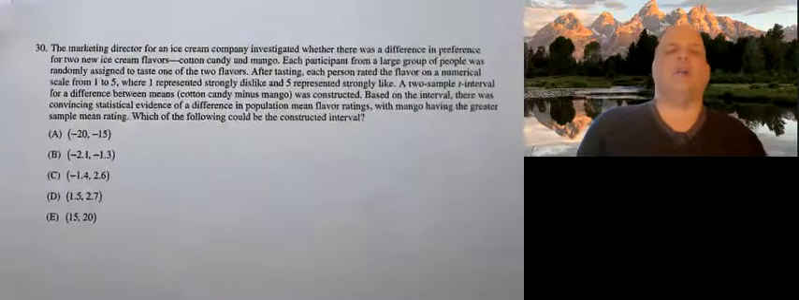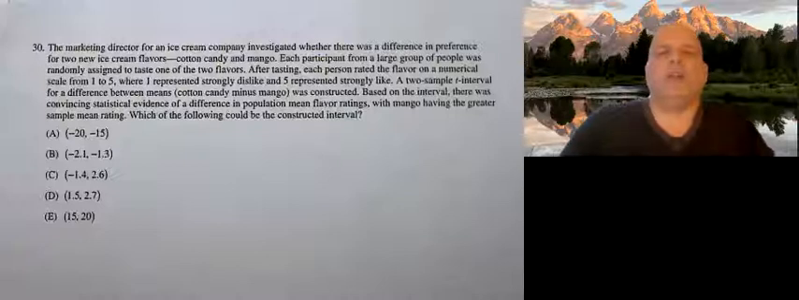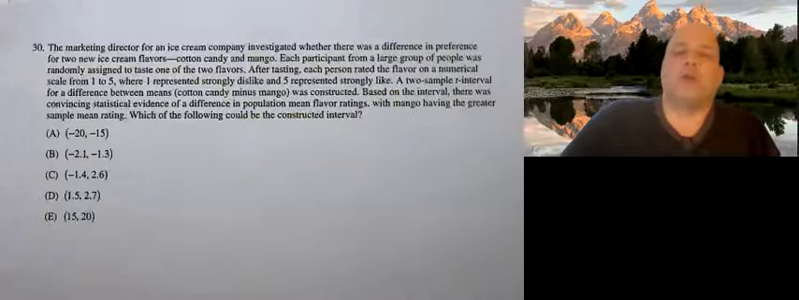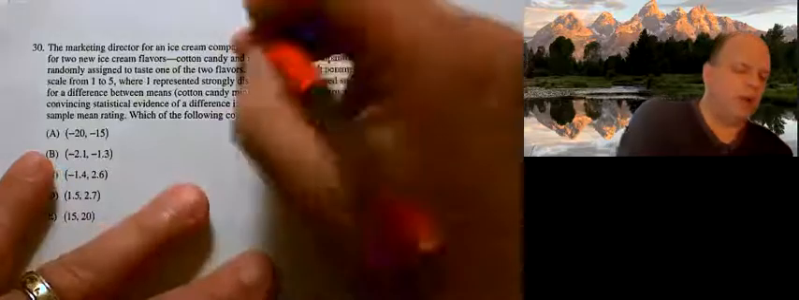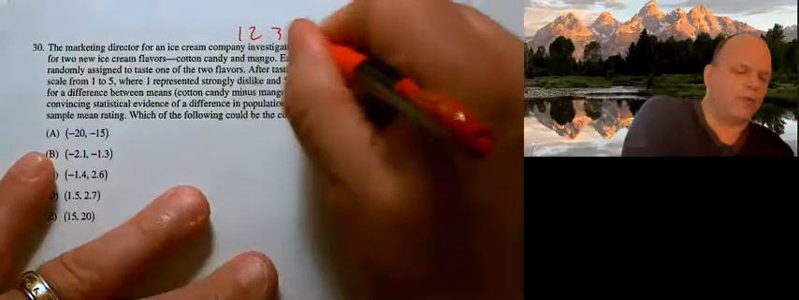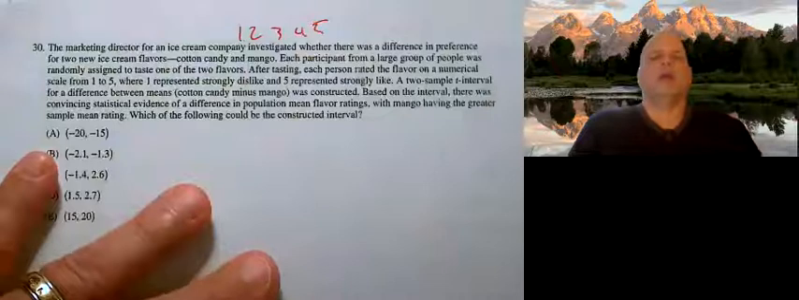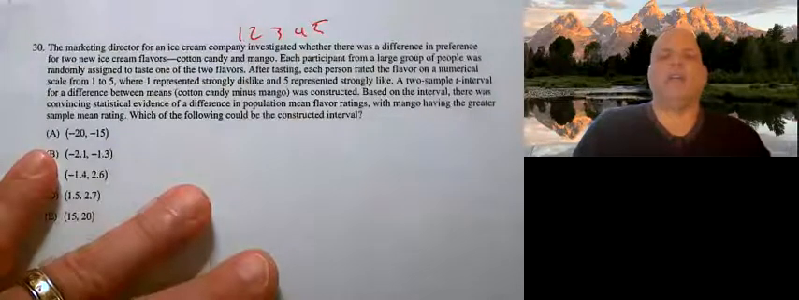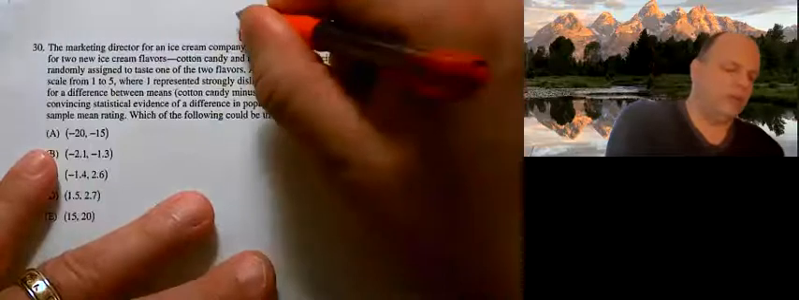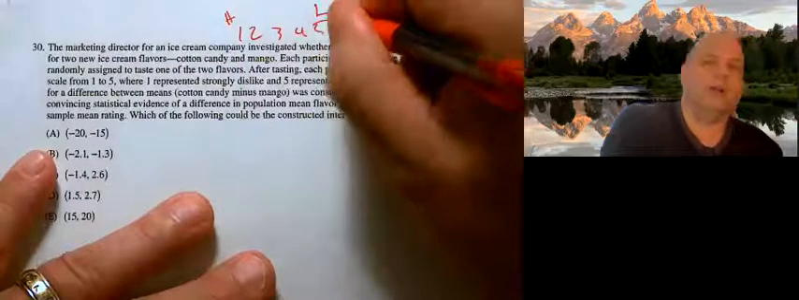The marketing director for an ice cream company investigated whether there was a difference in preference for 2 new ice cream flavors, cotton candy and mango. Each participant from a large group of people was randomly assigned to taste one of the flavors. After tasting, each person rated the flavor on a numerical scale of 1 to 5. So basically, you can get a 1, 2, 3, 4, 5. Where 1 represents strongly dislike and 5 is like. So this is hate and love.